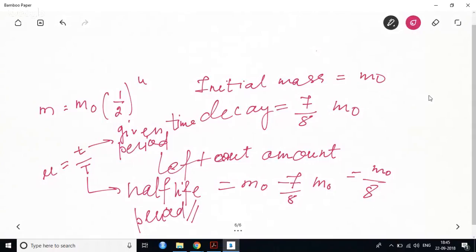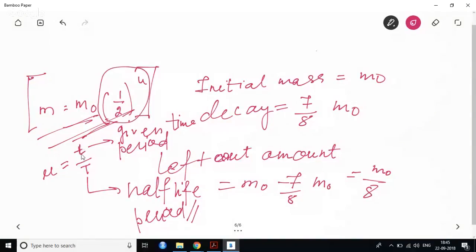Now try to understand how this formula has originated. That is there in your book. I'm not getting into the derivation of this. This is very simple. Please go through chapter 9, page number 13 or 14 in your book. So guys, please understand, whenever you have to find the half-life, you have to use this formula where m again is the left-out amount, m naught is the initial amount, 1 by 2 to the power mu, where mu is small t divided by capital T. Small t is nothing but the given time period. Capital T is nothing but the half-life period.